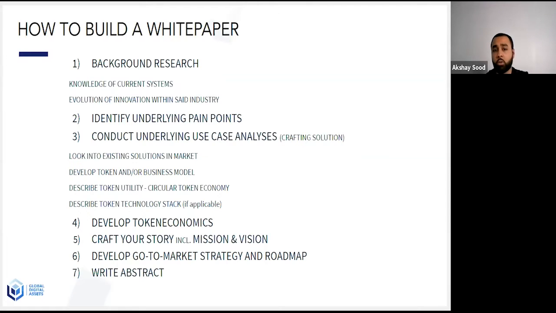Now, after you've done your background research, you want to identify your pain points. Now, this step can also come first, because you are essentially solving for a problem. So you want to identify the pain points, and typically the pain points come from doing background research, unless you have the problem already in mind and then you go and do background research for it, which is also okay.